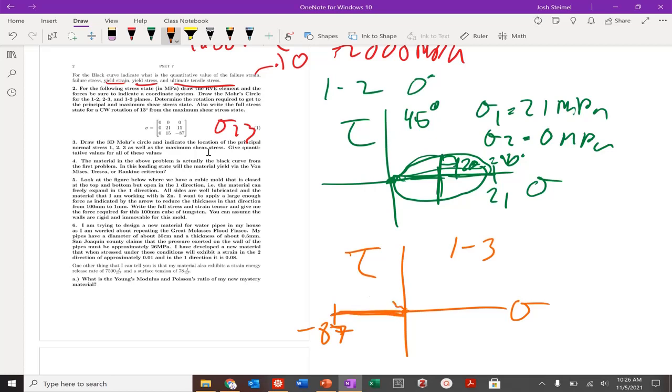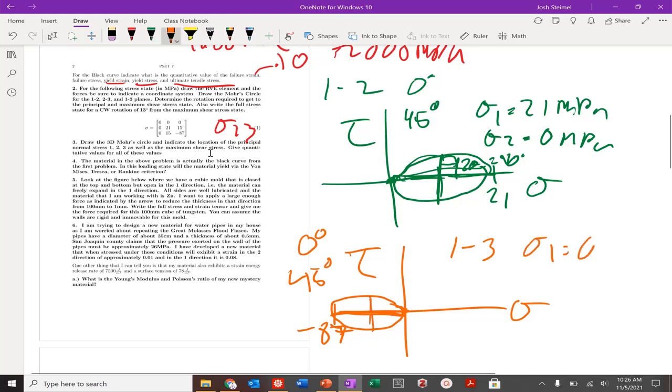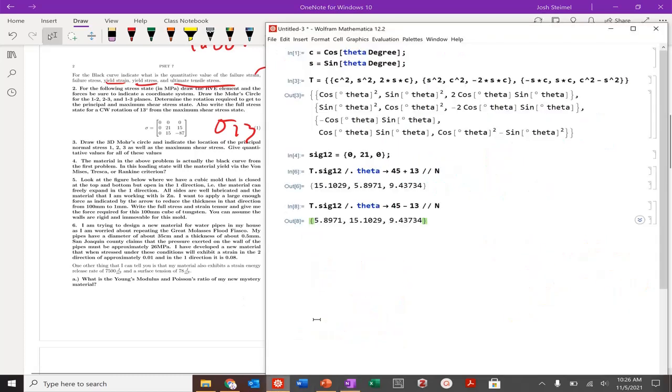coordinates. So again, in my principal stress state, so 0 degree rotation, 45 to get to principal stress, and it's the same kind of idea here. My sigma 1 in this problem is equal to 0 MPa. My sigma 2 is equal to minus 87 MPa. And I can go that sig 1, 3 equals 0, minus 87, and 0.